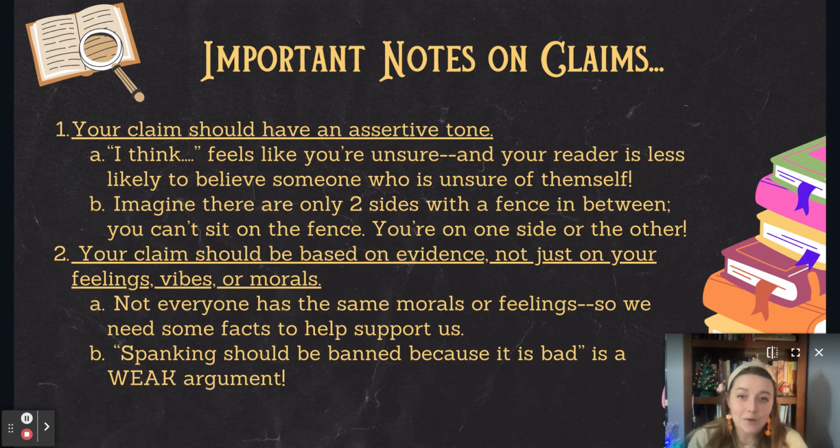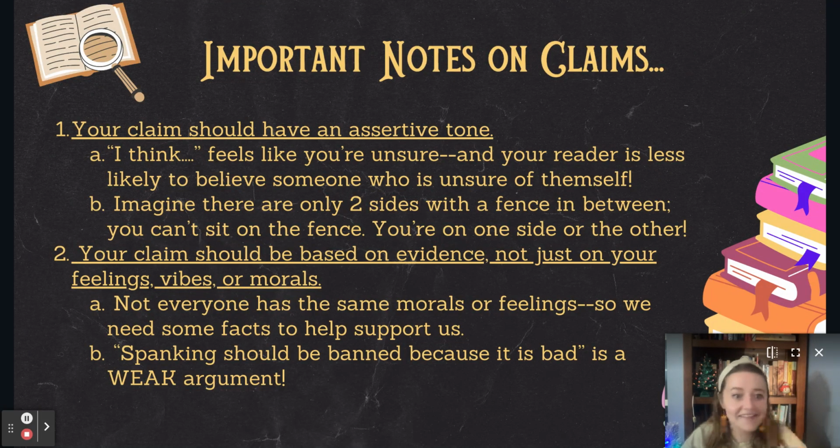Again, we also don't want to be like, well, maybe it's this, maybe it's that, because we need to pick a side. If you can't pick a side, you should probably be arguing something else. Additionally, your claim needs to be based on facts, statistics, and hard evidence on research, not just on the vibe, right? We can't just be like, well, capital punishment should be banned because it's not good vibes. That's not an argument. That's not going to help people believe you, right?